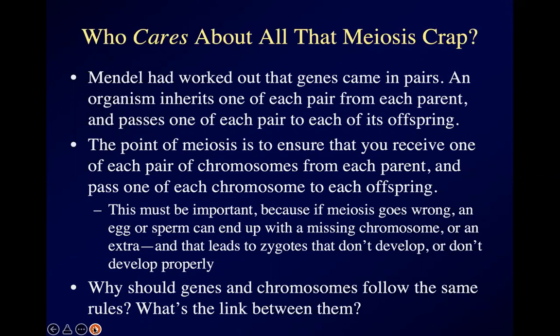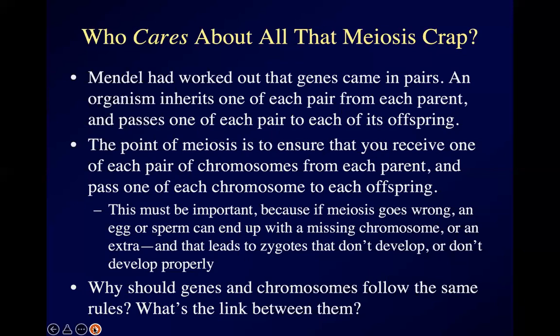Microscopists in the 1870s worked out that chromosomes come in pairs. You inherit one of each pair from each parent, and you pass one of each pair to each of your offspring. That's exactly what Mendel worked out for genes. And this must be really important, because if meiosis goes wrong and you have an egg or sperm that ends up with a missing or an extra chromosome, the zygote that results either won't develop or it won't develop properly. So genes and chromosomes are following the same rules. So what's the link between them?